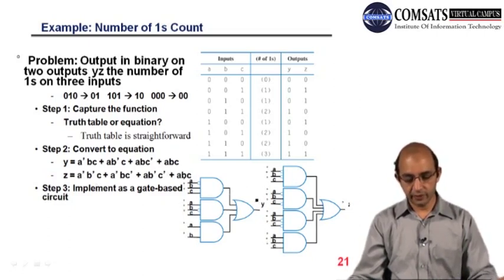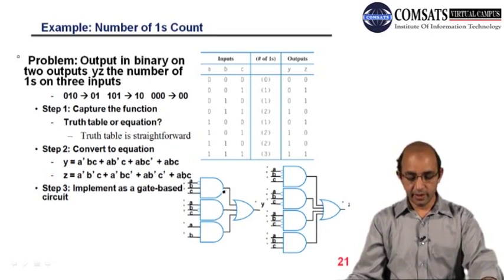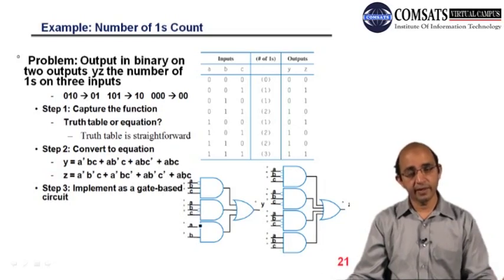So you can see that we have Y. A B C are ANDed. This is A bar, this is B bar. We have handled the complement externally. So this is AB. So this is for Y. Here we have A bar B C, A bar B C, here A B bar C, A B C bar.